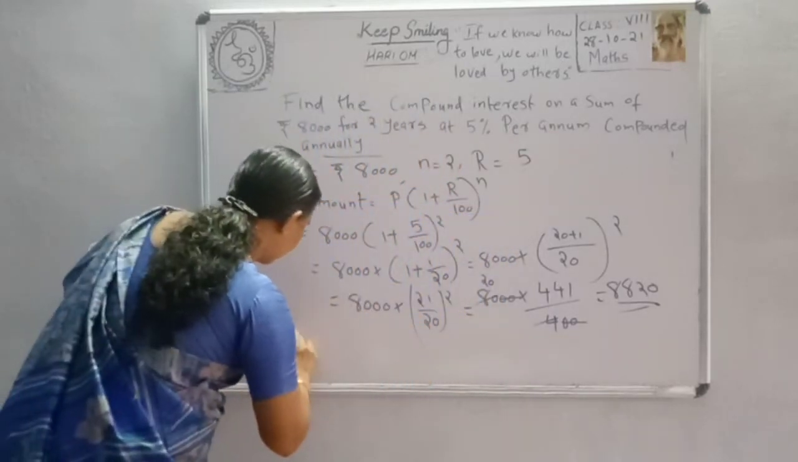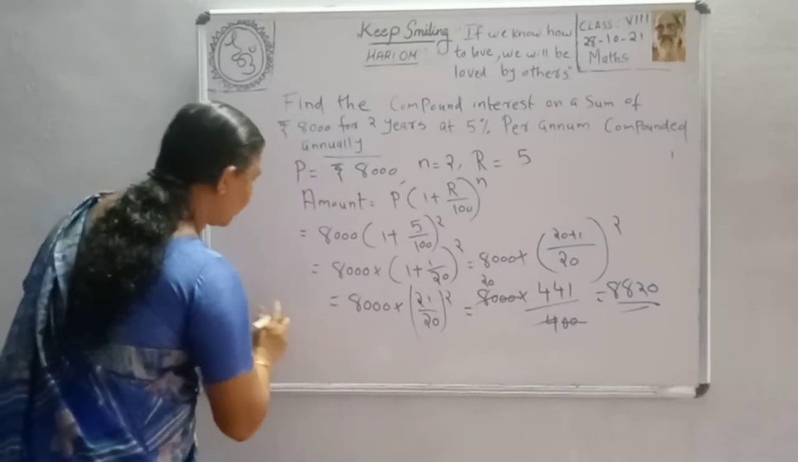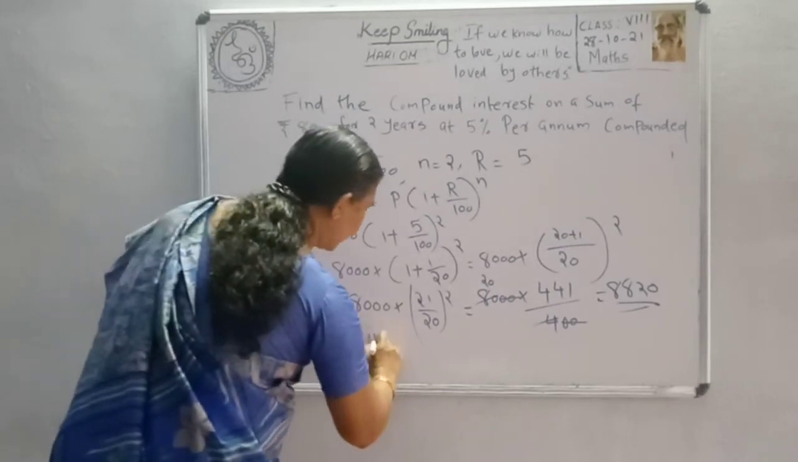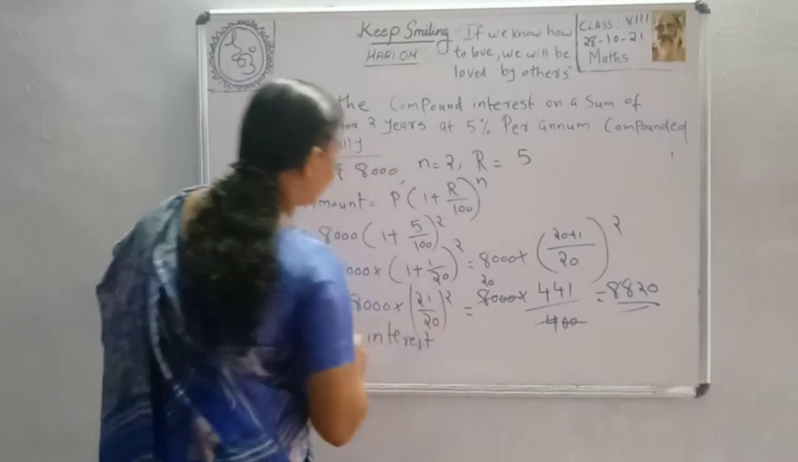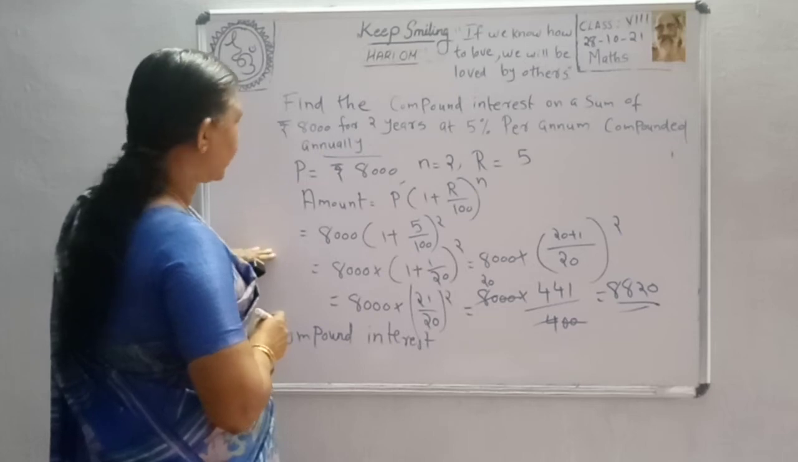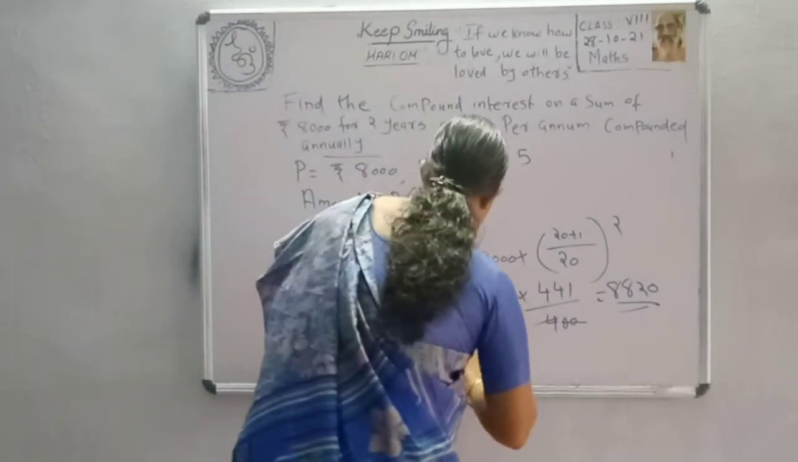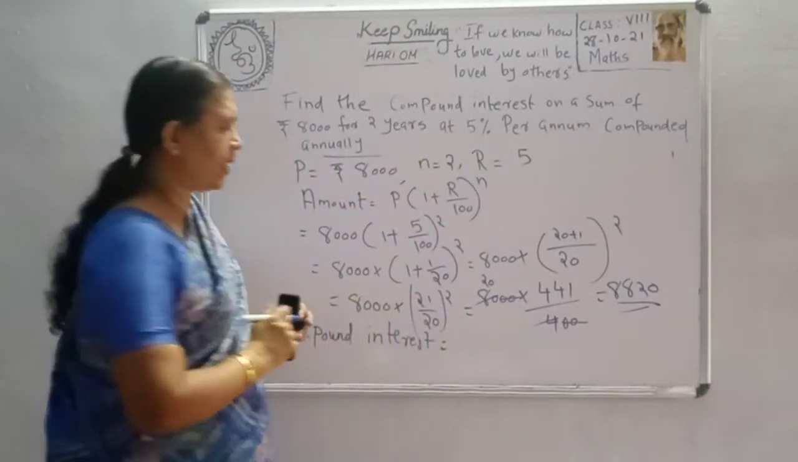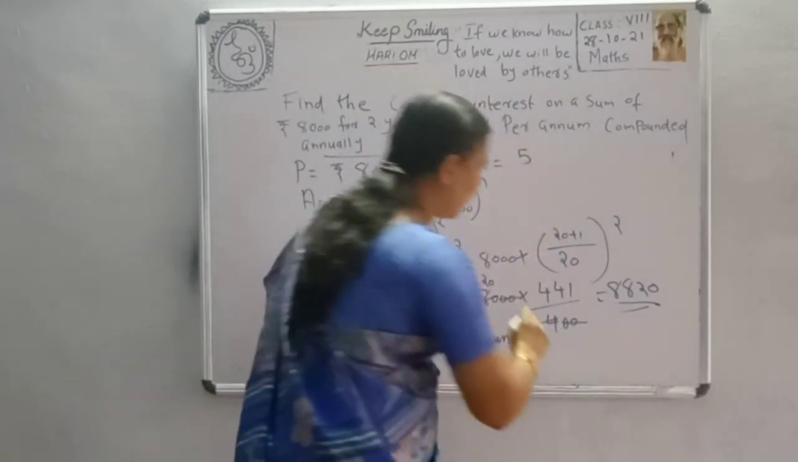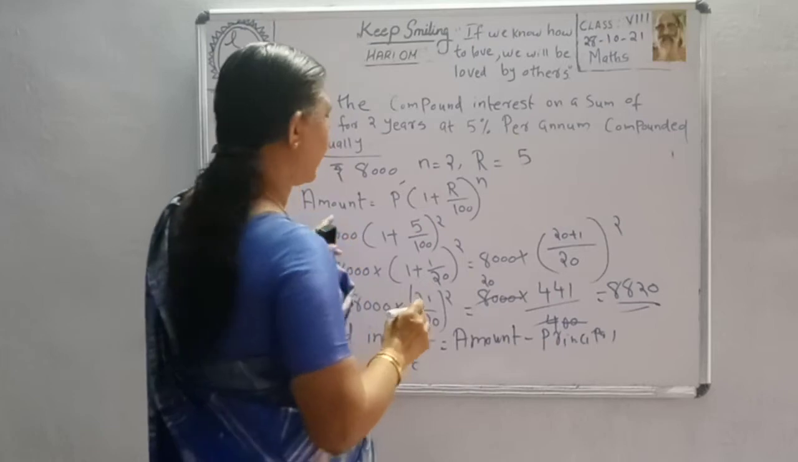Therefore the amount is equal to 8820 and the principal is equal to 8000. So compound interest is equal to amount minus principal. That is equal to amount minus principal. What is the amount here?